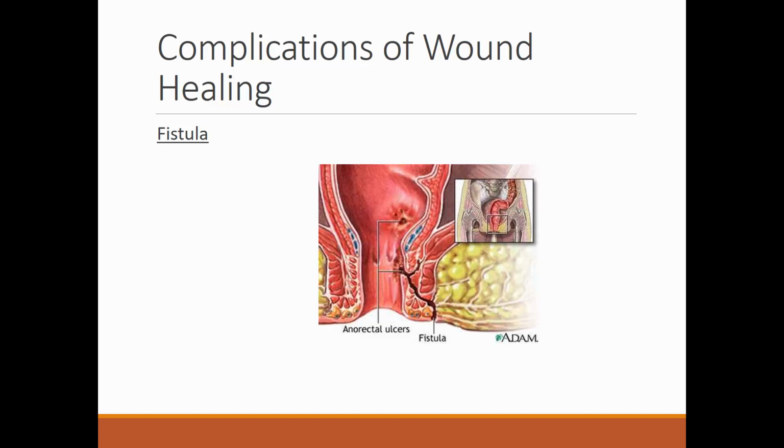And then lastly, a fistula is an abnormal tube-like passageway between two organs or an organ and the outside of the body. So an example here is the anorectal fistula or an AV fistula, which is used for dialysis, and that's actually a surgically created fistula.